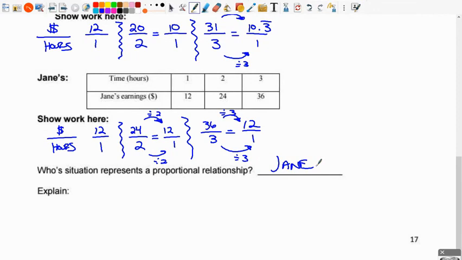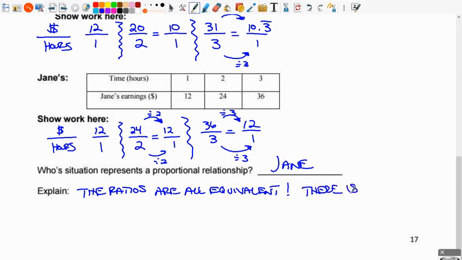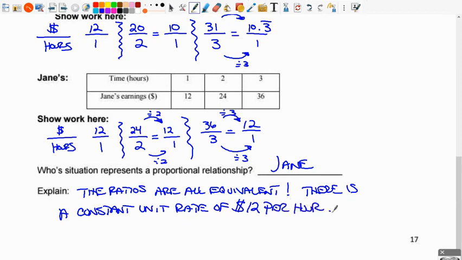Okay, and we're going to explain why. For Jane, the ratios are all equivalent. There is a constant unit rate of $12 per hour. When we simplified each one of those rates down, we got 12 over 1, which in this case means $12 per hour. So since Jane's unit rates were all equivalent, her relationship is proportional. Since Matt's unit rates were not equivalent, his relationship would be called non-proportional.